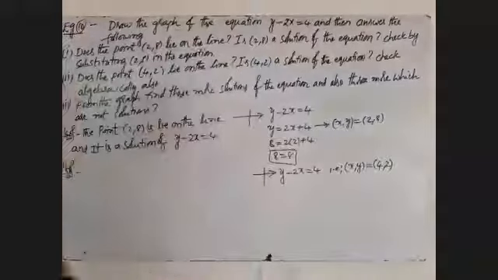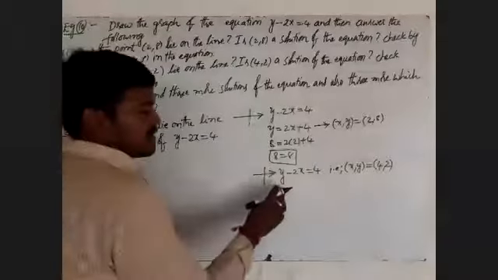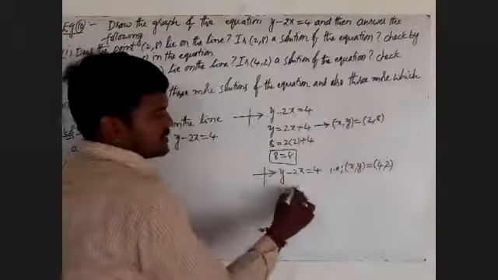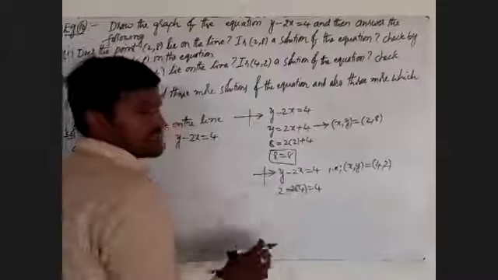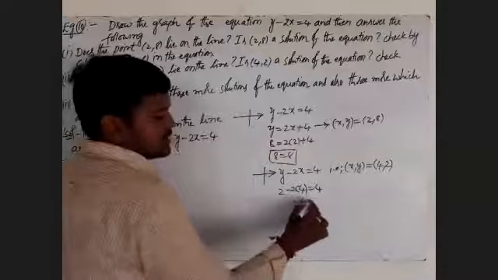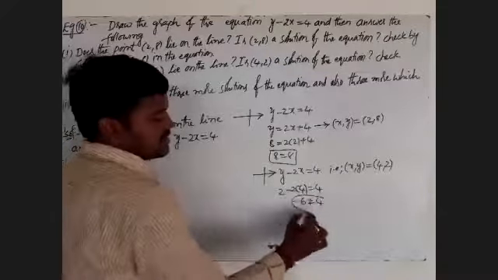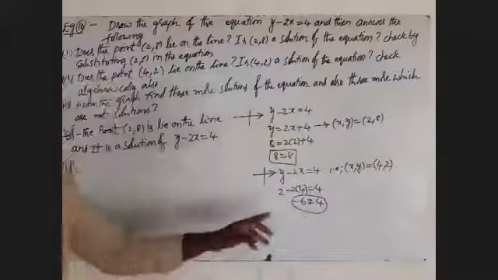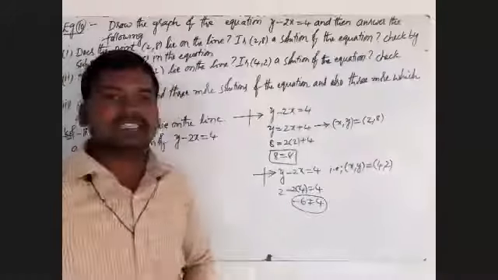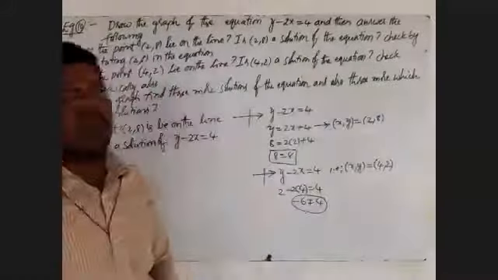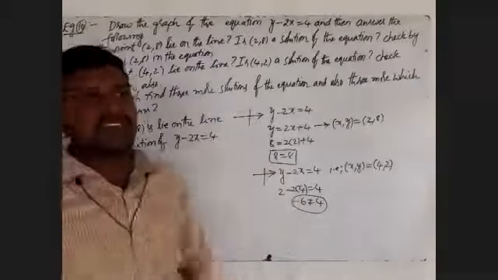Where y is 2, the x value is 4. 4 2s are 8. 2 minus 8 is minus 6. Minus 6 does not equal 4. Their LHS and RHS are not equal. The LHS value is minus 6, the RHS value is 4. Minus 6 does not equal 4.